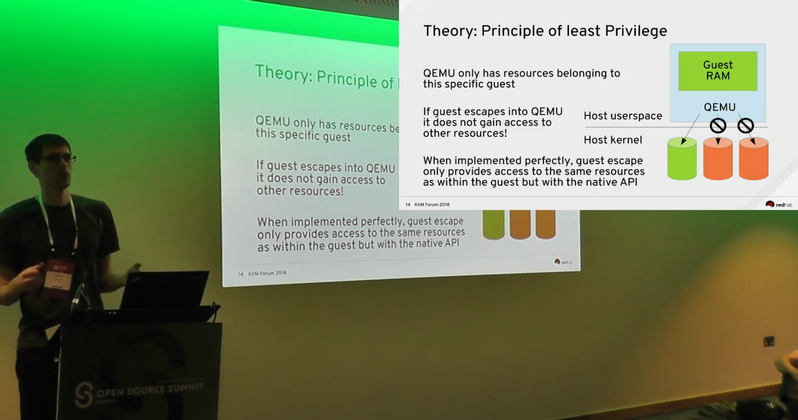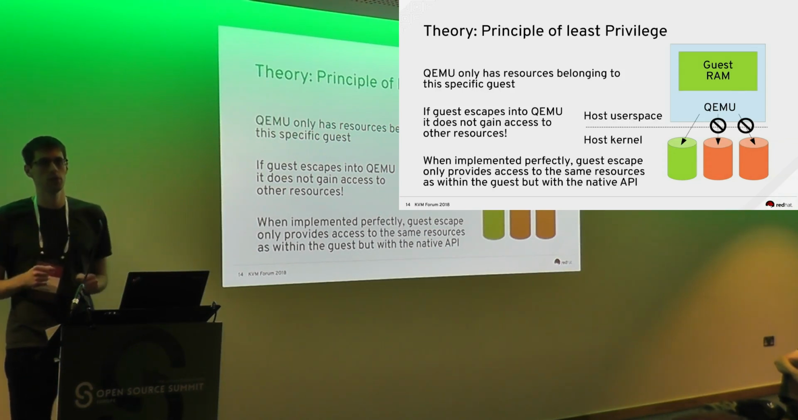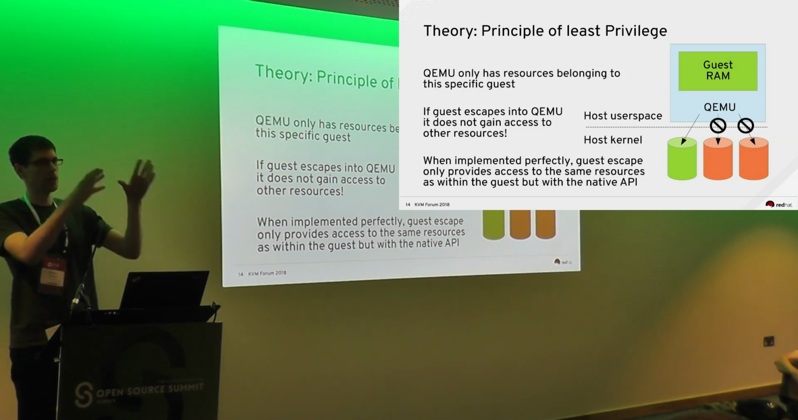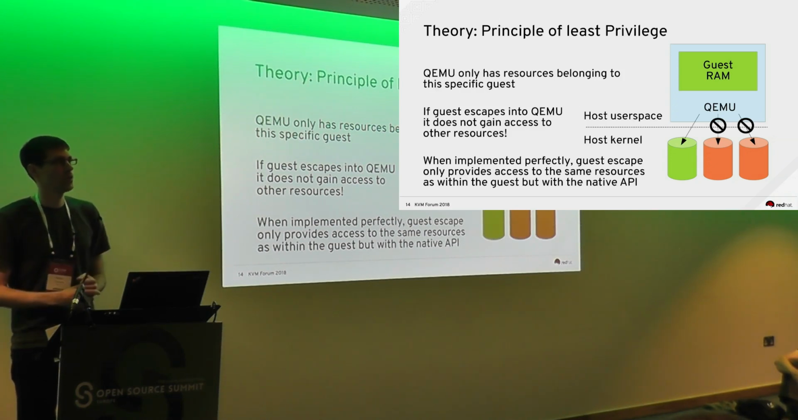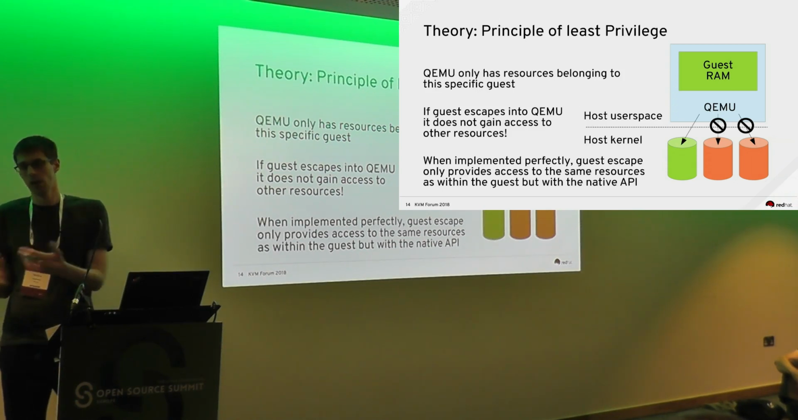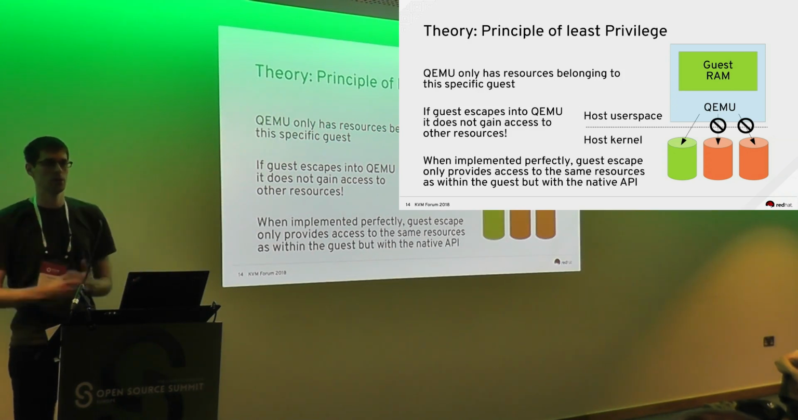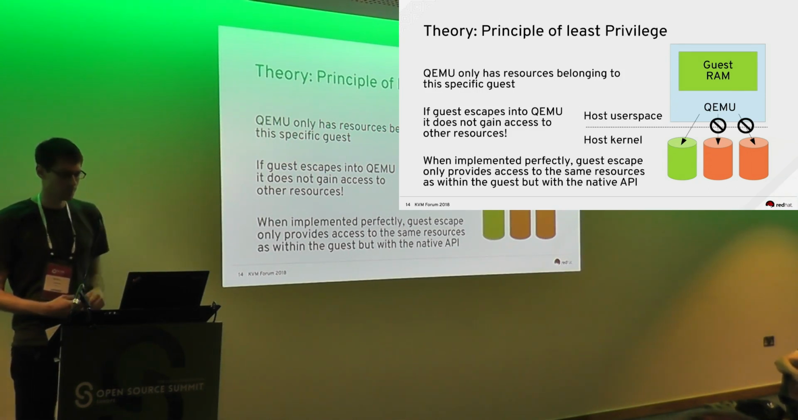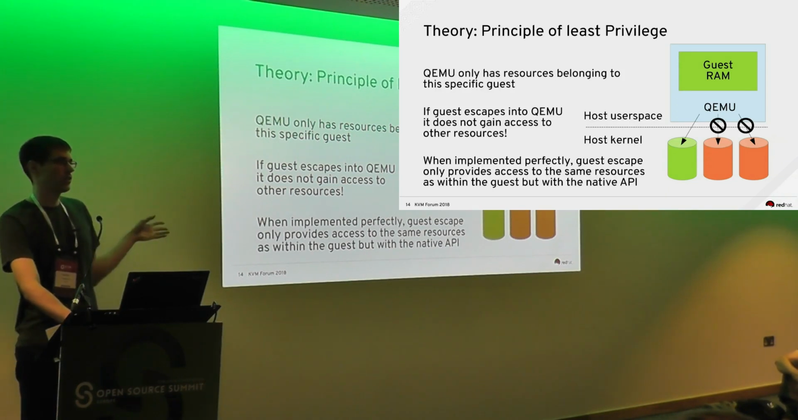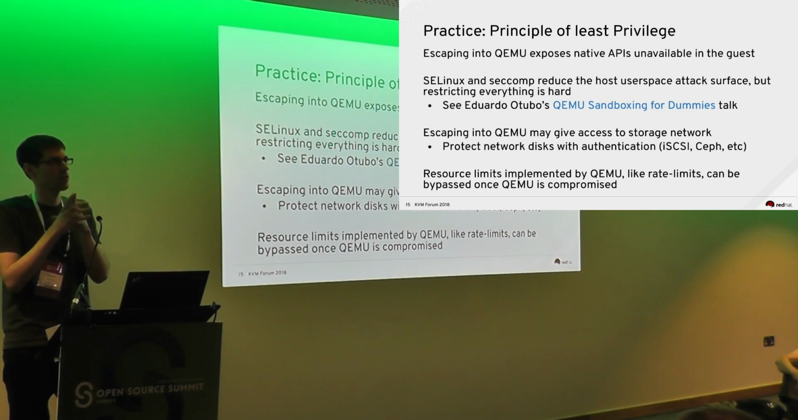So if we can strictly give only the privileges that are needed to the QEMU process, then when you break out from the guest into QEMU, you haven't gained very much because you just have access to those same resources. You use the native APIs, you use syscalls to access those same resources, but you haven't gained any other resources that you shouldn't be allowed to access. So this is a very important principle. The problem is that this is just theory, because in practice, in the Linux user space environment, it's actually quite hard to confine things to that extent.